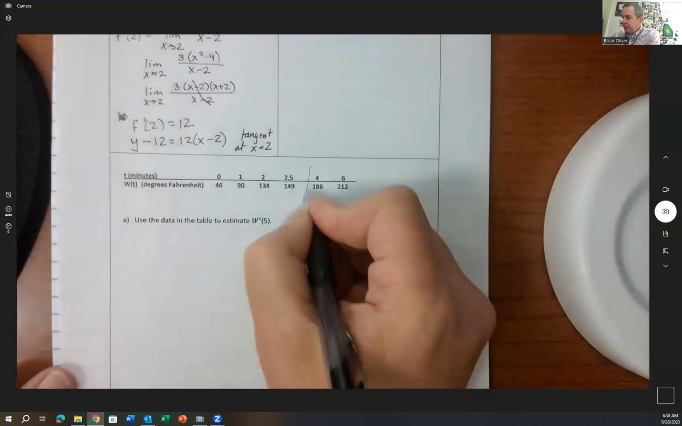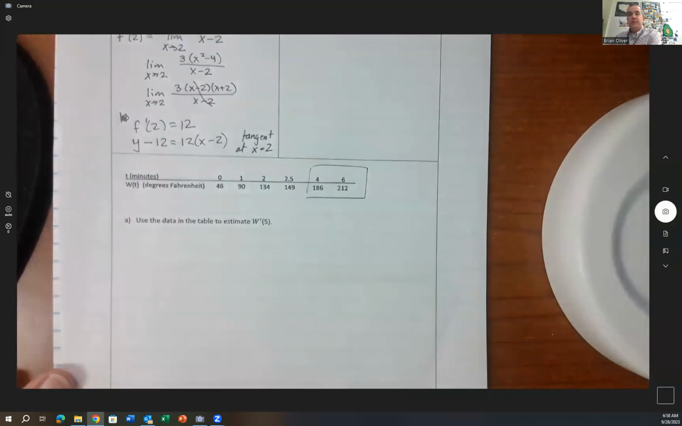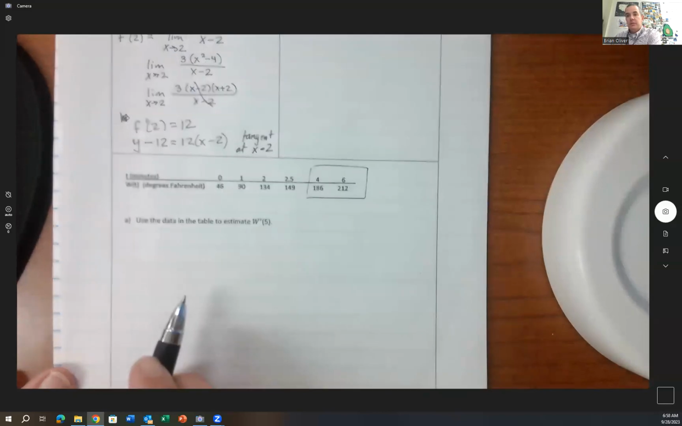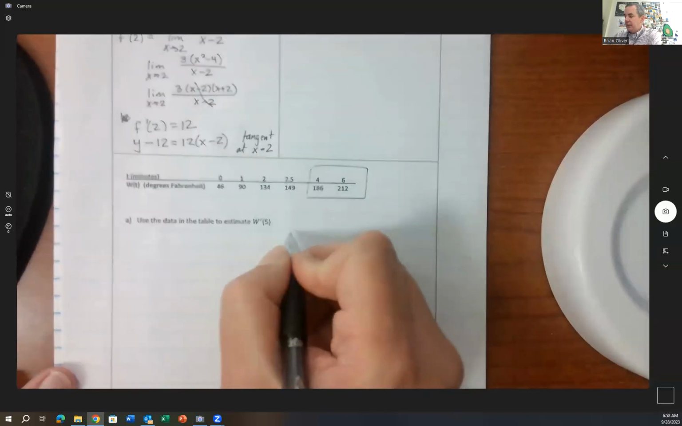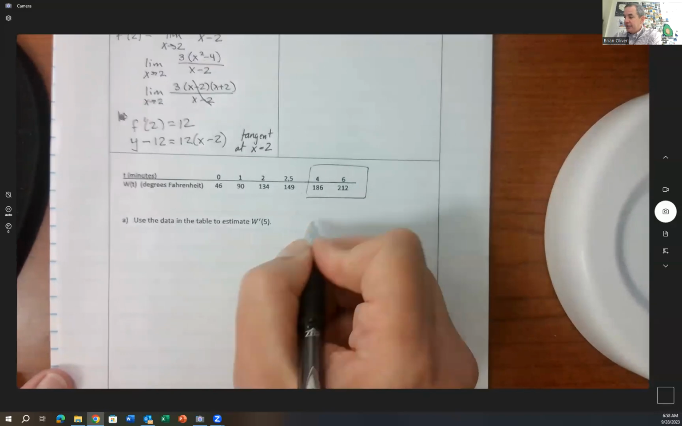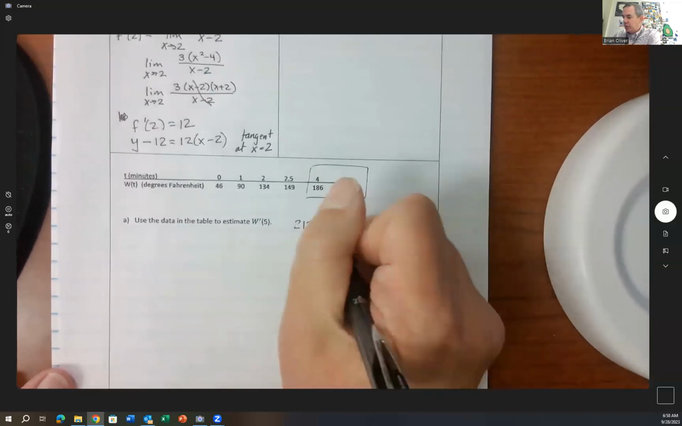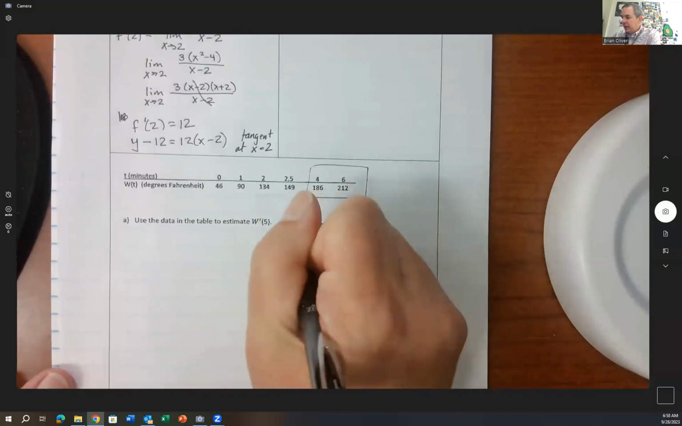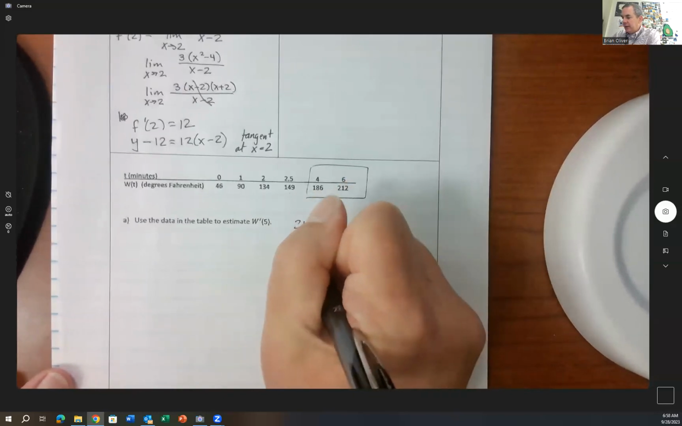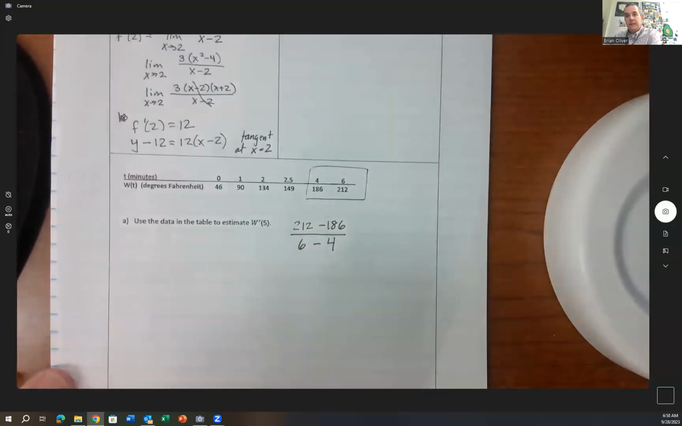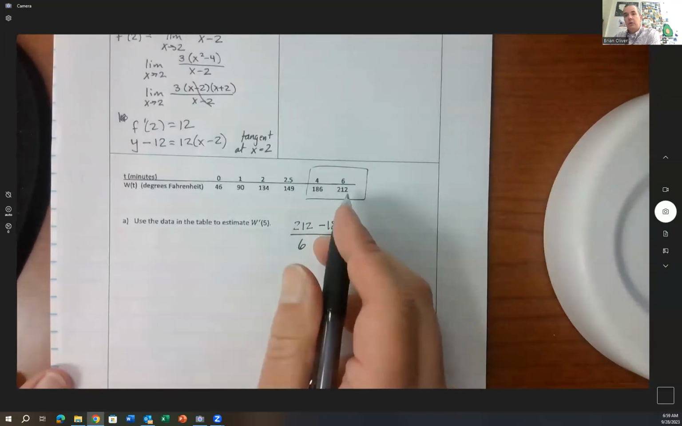And if you notice, this piece right here between 4 and 6 gives me a good place to estimate slope because 5 is halfway between those two. So what I can do is look at f of 6, which is 212, minus f of 4, which is 186, and divide that by our x value 6 minus our x value 4. If you think about it, the limit as we are approaching that number is basically going to be the slope between those points.